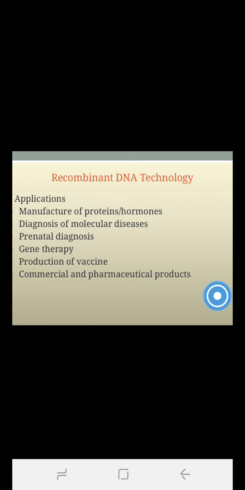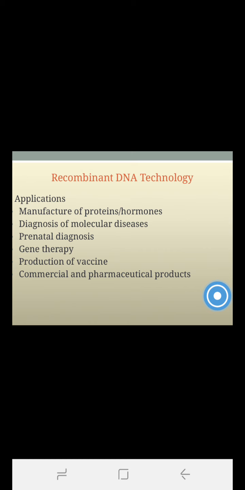After that, one point is the applications of recombinant DNA technology. The first application is the manufacturing of proteins and some hormones. This technology is helpful in manufacturing therapeutic proteins, meaning proteins used in the treatment of some diseases, mostly genetic diseases. By this technology we can produce different types of therapeutic proteins and hormones.